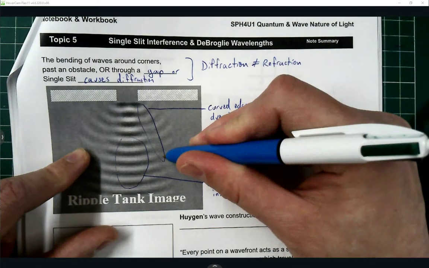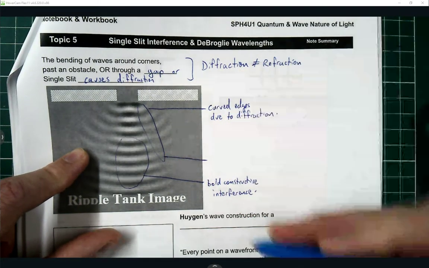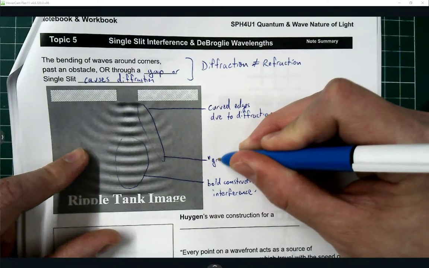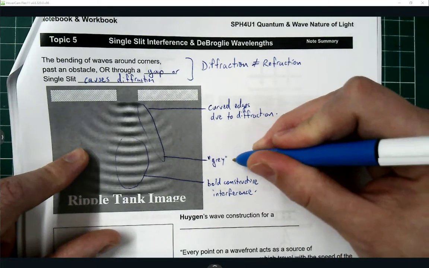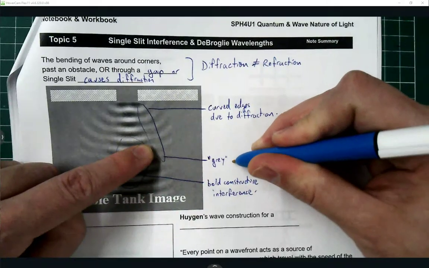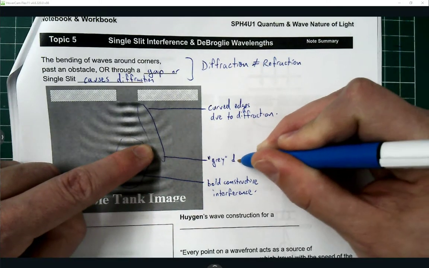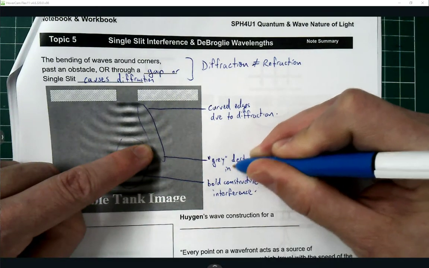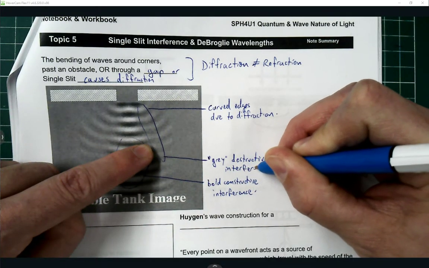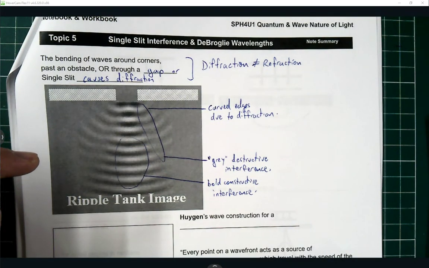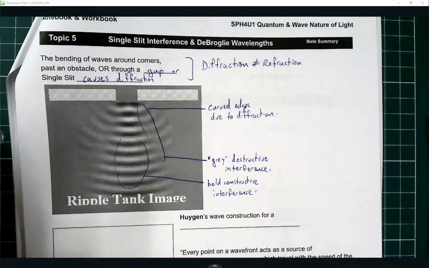Notice right here, I've already circled this part, but I'm going to label it a second thing. I'm going to say that it's kind of gray, but the fact that the waves aren't very pronounced there tells me that destructive interference is happening. You guys with me so far? If it's pronounced, constructive. If it's kind of torn down, it's destructive.